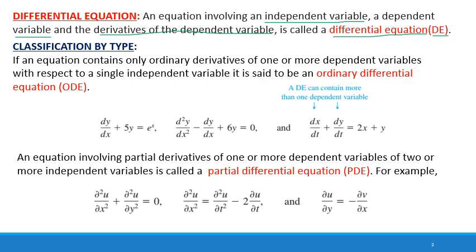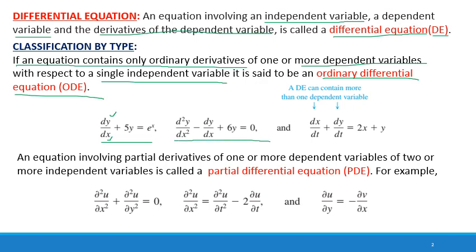In ordinary differential equation, if an equation contains only ordinary derivatives of one or more dependent variables with respect to a single independent variable, it is said to be an ordinary differential equation. There are a few examples of ordinary differential equation. In the first example, we can see that there is only one dependent variable y and only one independent variable x. In the second differential equation, we can observe that we have one dependent variable which is y, and again we have one independent variable which is x.